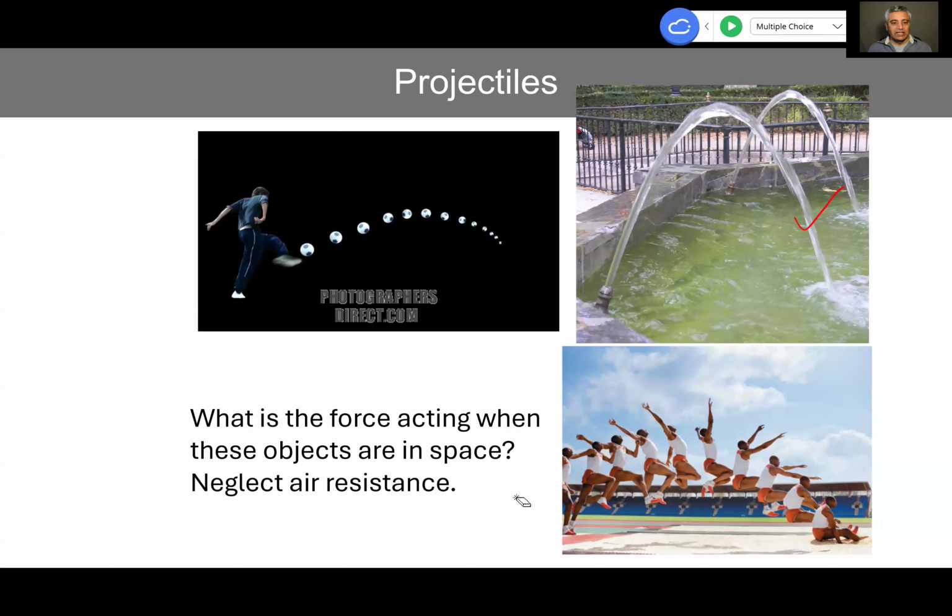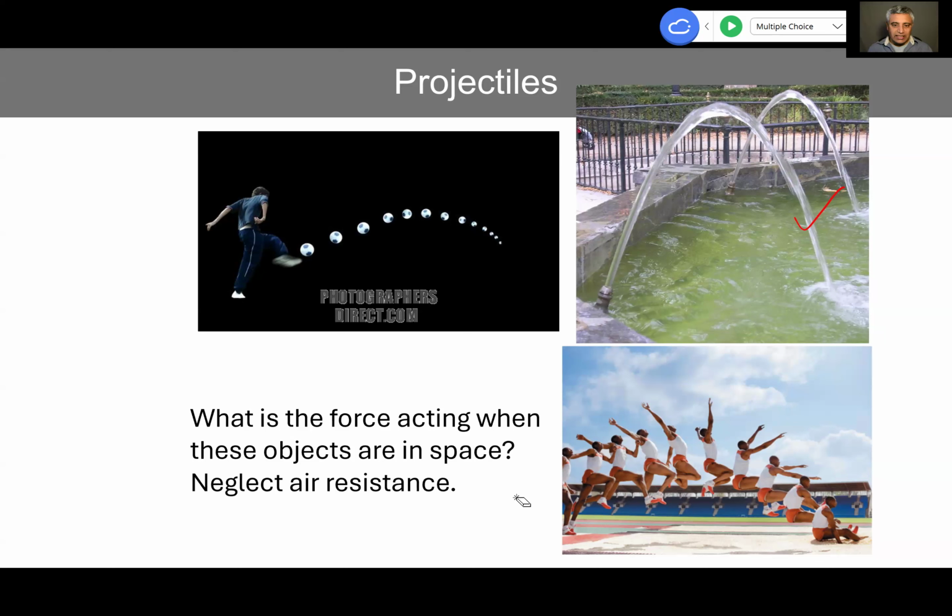Unless, for example, you launch a missile from one country to another country. That's a long distance, right? In that case, air is going to have a lot of effect, so you cannot neglect the air resistance. But as long as we are not throwing that far, and the object is not a featherweight, then we can neglect the air resistance.